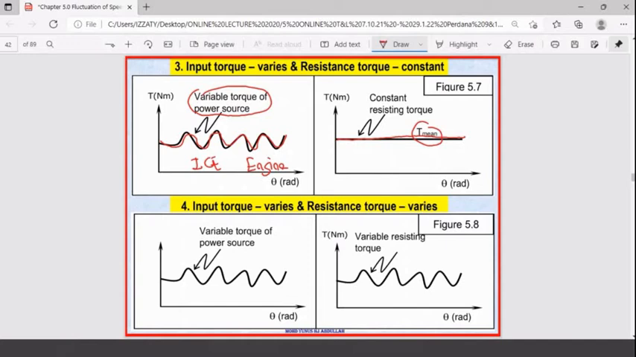And finally, the fourth one: the variable torque is generated by the power source or the input, and at the same time the resistance also provides variable torque. So this one, no need to control.